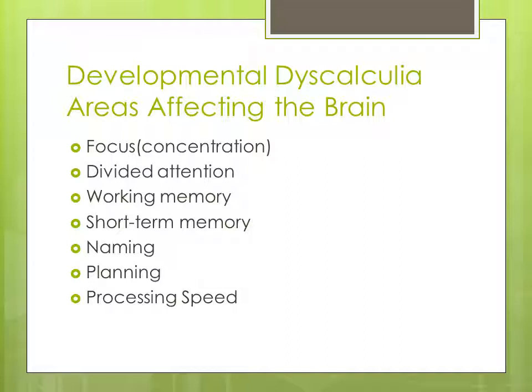Processing speed corresponds to the time it takes for our brain to receive information, like a number, a mathematical equation, a problem, understand it, and respond to it. Children that do not have any learning difficulties complete this process quickly and automatically, while children who have dyscalculia need more time and energy in order to process this information.